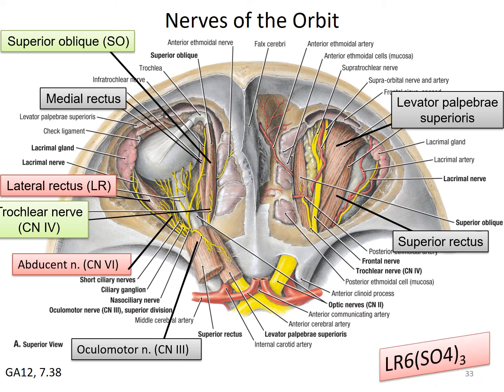Please note that the LPS, or levator palpebrae superioris, also is innervated, just like the superior rectus and most of the other muscles of the orbit, by the oculomotor nerve.